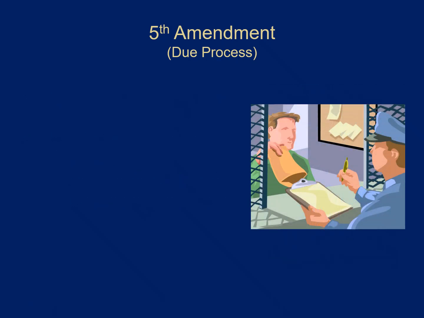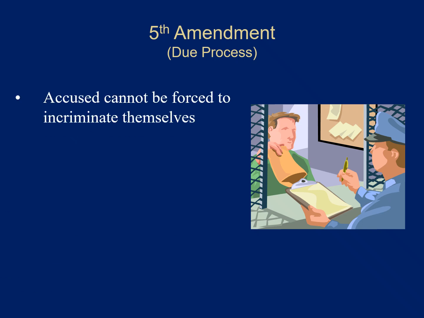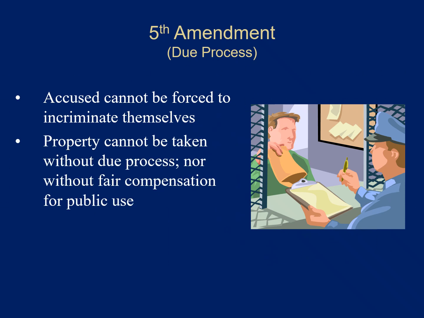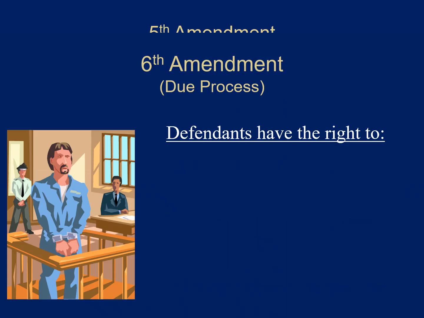Additional rights are also included in the Fifth Amendment. If we're accused of a crime, we cannot be forced to incriminate ourselves. And our property cannot be taken from us without due process or without fair compensation. Each of these is included in the Fifth Amendment.